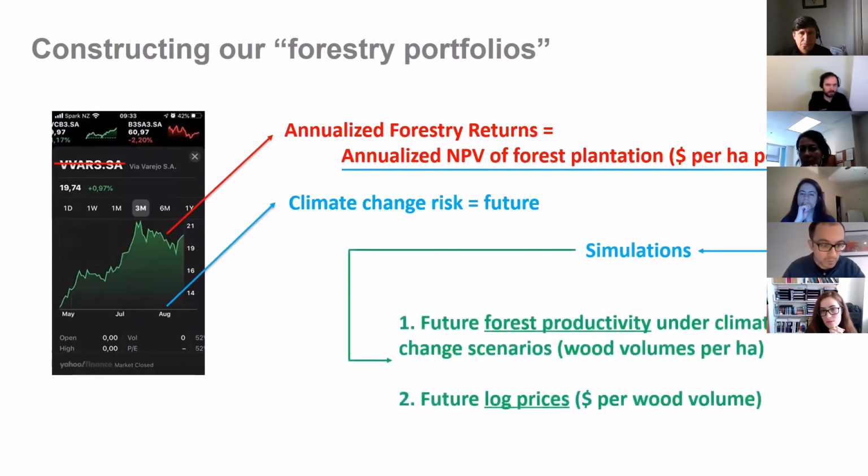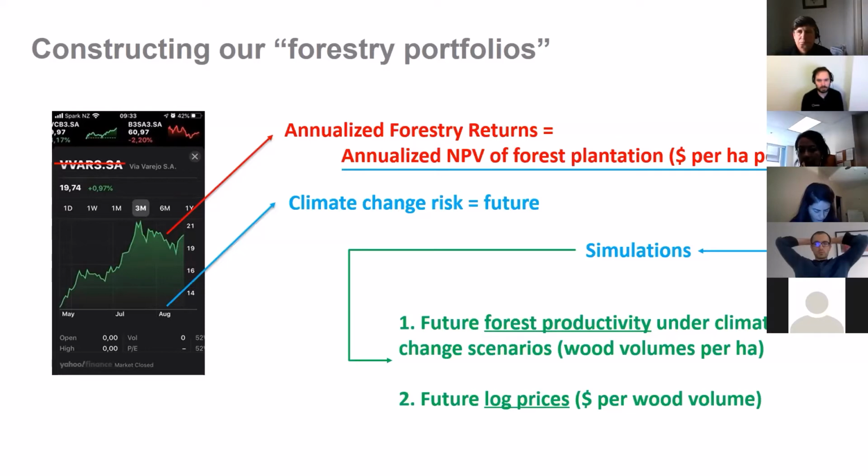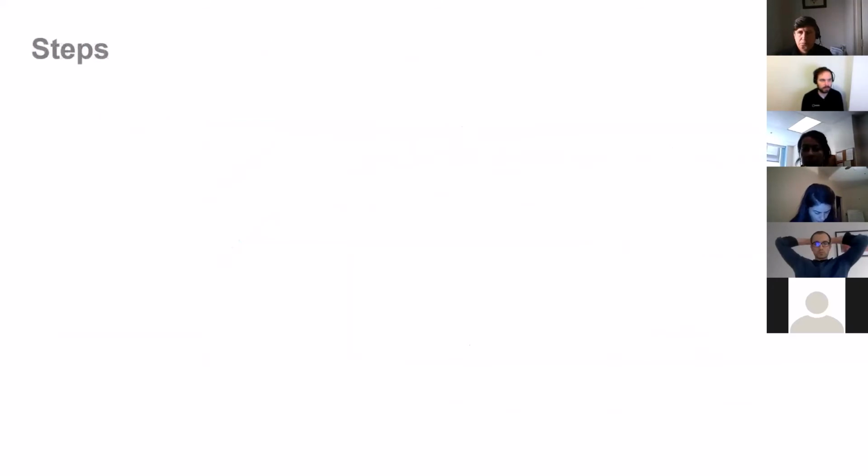And to come up with the simulations, there are two main important things that we need to simulate to create these annualized forestry returns. One of them is to simulate future forest productivity under climate change scenarios, so talking about wood volumes per hectare, and also future log prices, right? We need to know the value of these wood volumes. All right, so if you followed this, you understood already 80% of everything that we did as part of this research, okay? But just to make sure, let me go over the steps that we took here.